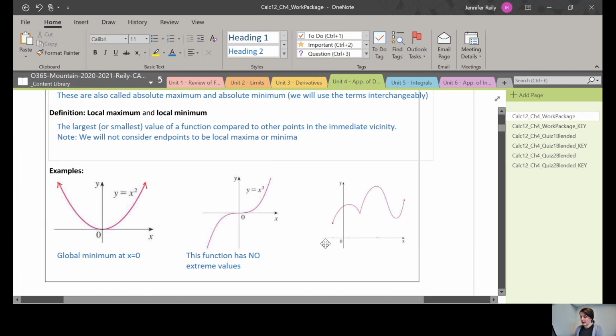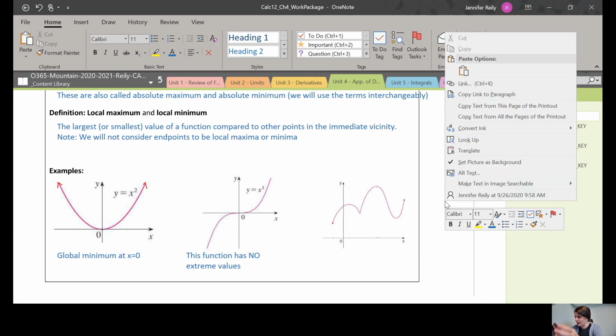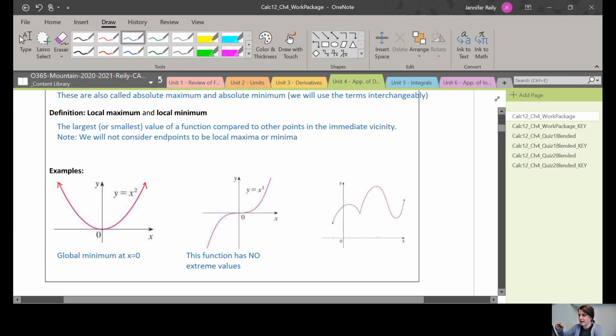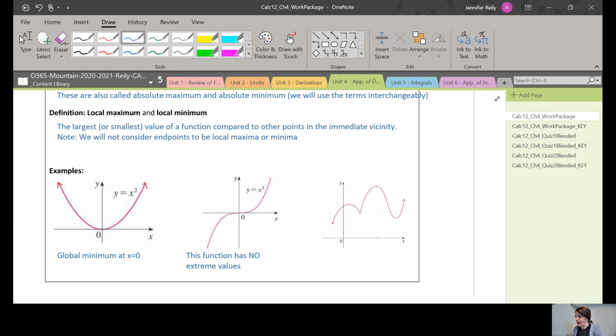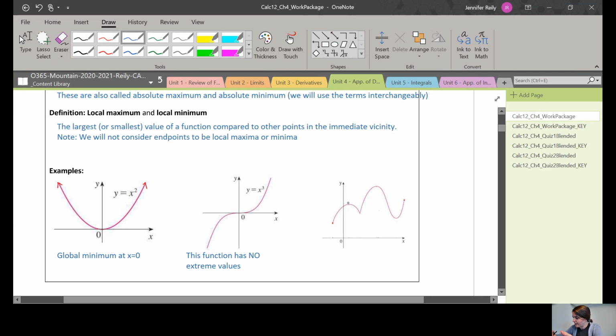And last, we have this function here. There's lots of points, so I'm just going to label them with my pen. Let's start with the maximums. I've got two peaks, this peak and this peak. This peak here is the largest point on the graph. You can't get any higher than that. So that is the global maximum. Sometimes I'm just going to say max for short. So that's the global max.